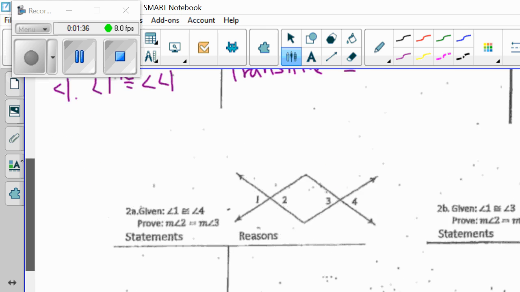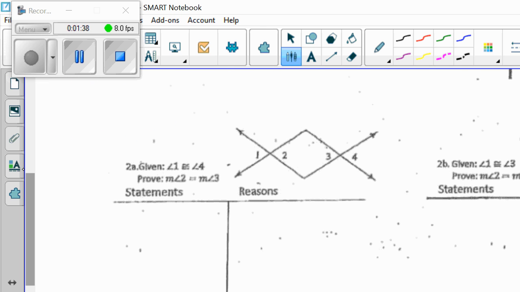So now let's look at 2. Again, we have 2A and 2B. We will do 2A together, and then 2B will be your homework. So 2A, given angle 1 congruent to angle 4. Prove measure of angle 2 equals measure of angle 3. So again, I start out with what they give me. Angle 1 congruent to angle 4, given.